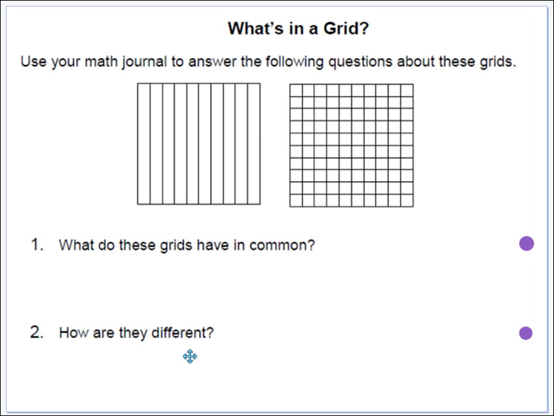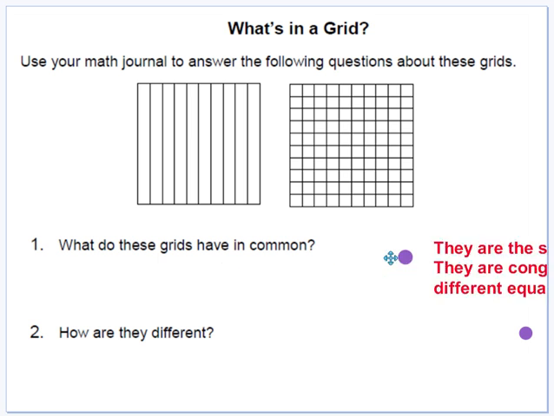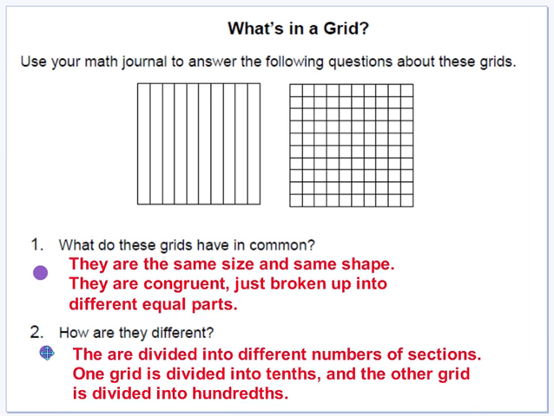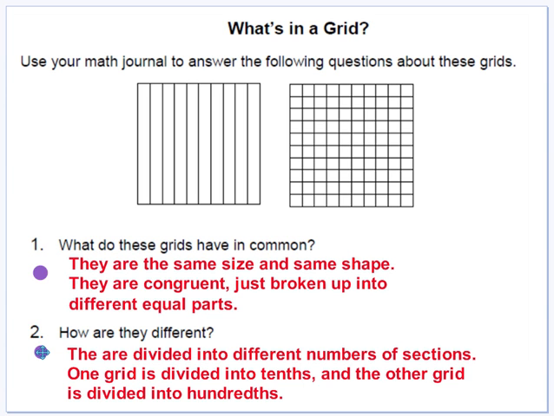So you should be back. For me, when I looked at these grids, they looked like they were exactly the same size and the same shape, or what we call congruent in math. I said that they were broken up into different equal parts. So these are 10 equal parts, and these are 100 equal parts. That means all the parts are exactly the same size and same shape. And then how they're different, well, I said they're divided into different numbers of sections, or one grid is divided into tenths and the other grid is divided into hundredths.